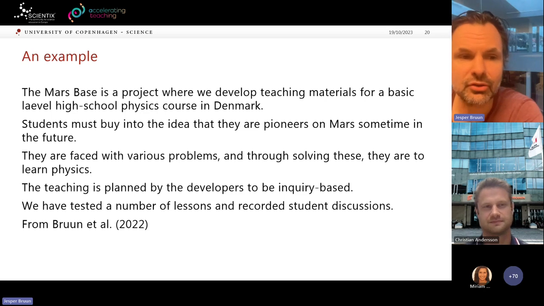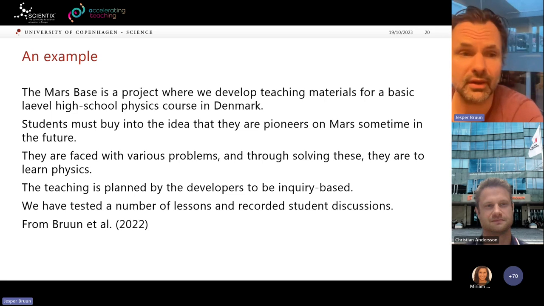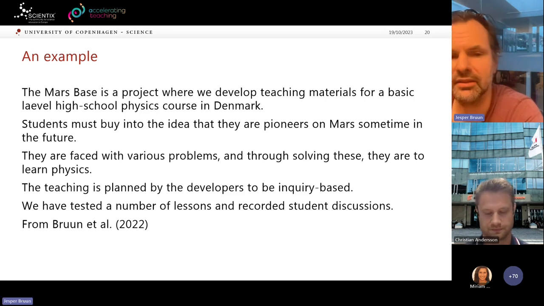The idea now is that students must buy into that they are pioneers on Mars sometime in the future. So already now we are trying to remove them from the setting of the classroom. As pioneers on Mars, they are now faced with various problems, and it is through solving these problems that they are to learn the physics. And we have planned the teaching to be inquiry based.